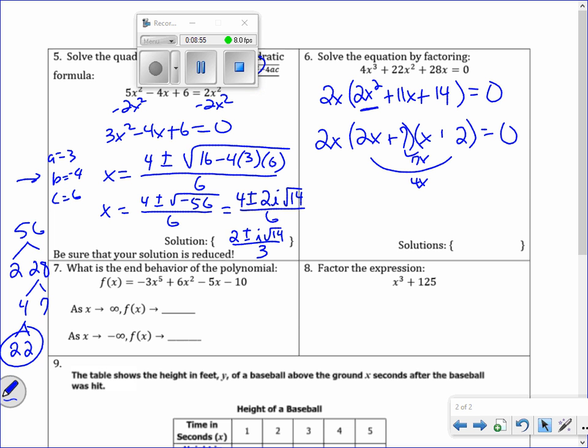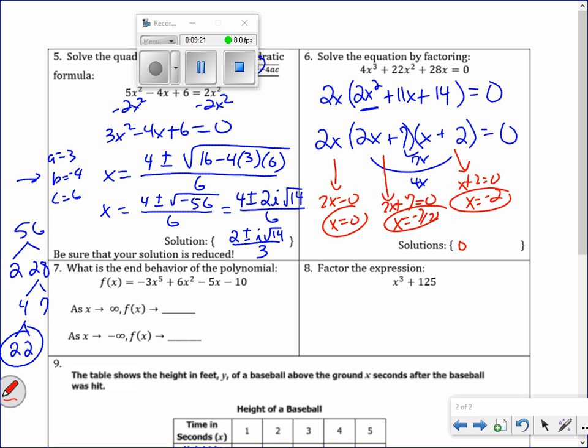Everything's positive. So remember, I'm supposed to get 3 answers from this problem because it's x to the 3rd. So this answer, when does 2x equal 0? We'll solve that, you get x equals 0. This one, when does 2x plus 7 equal 0? You solve that, take away 7, divide by 2, you get negative 7 over 2. This one, when does x plus 2 equal 0? Well, subtract 2, you get negative 2. So there's your 3 solutions. So your solutions are 0, negative 7 over 2, and negative 2.